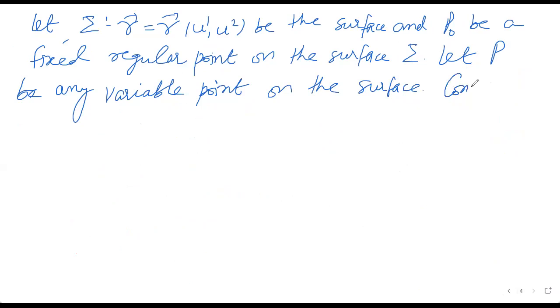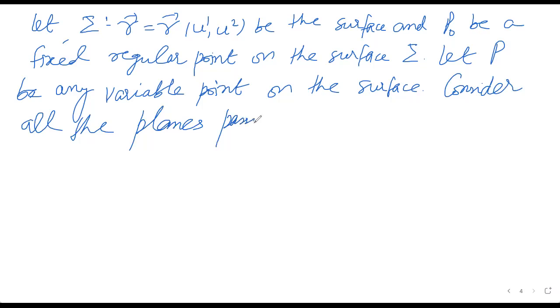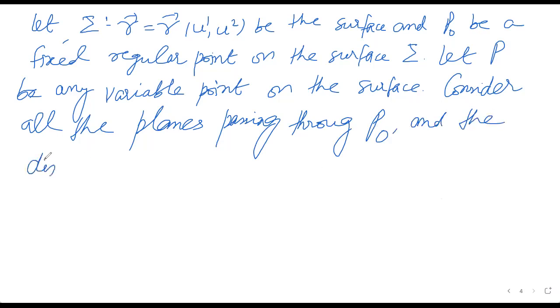Now consider all the planes passing through P naught. So you know there are an infinite number of planes, and the distance d, अगर मैं इसे d से डिनोट कर दूं, ठीक है, अभी डिस्टेंस है तो डिस्टेंस क्या होगी, ऑफ कोर्स परपेंडिकुलर होगी, है ना, the distance d smallest.